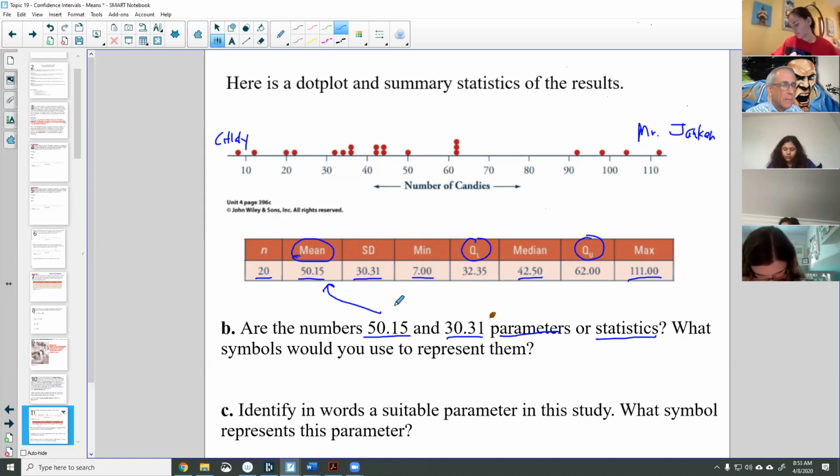Is it mu? No. Mu represents the mean, but Keely just told us this is from a sample. It's not from the population. X bar? X bar. Right. These are the statistics that I got from my sample. So X bar represents the mean. And what about this 30.31? What is the symbol I'm going to use for that? Kaylin.